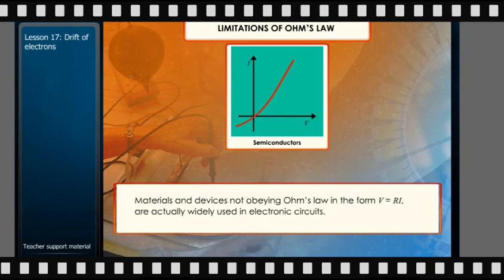Materials and devices not obeying Ohm's law in the form of V is equal to R I are actually widely used in electronic circuits.